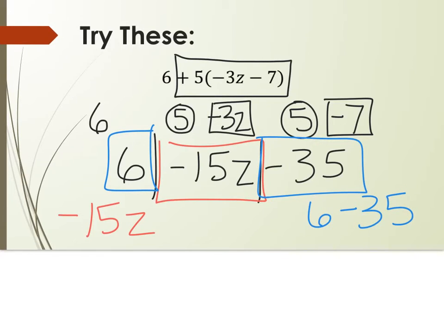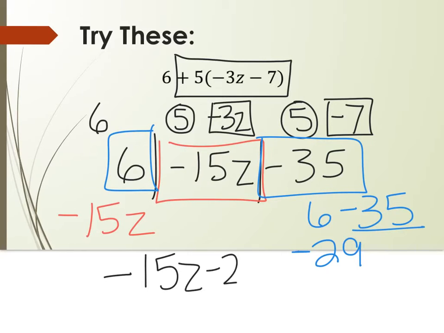The 6 is a positive and the 35 is a negative, so it's different signs and you subtract. 35 minus 6 is 29, and 35 was the bigger number, so it will be negative. Therefore, the answer is negative 15z minus 29.